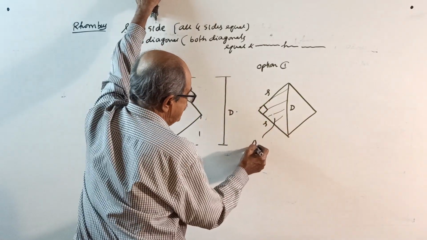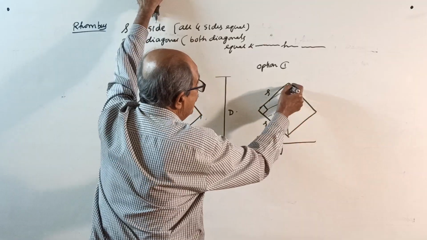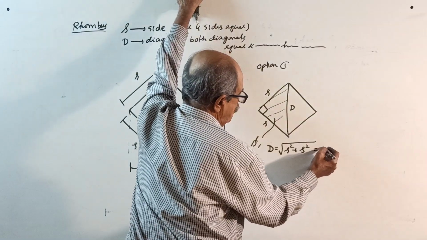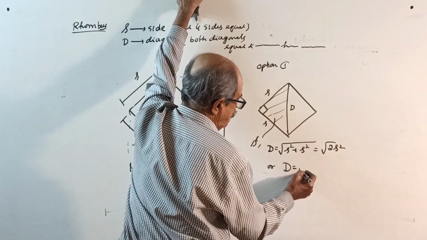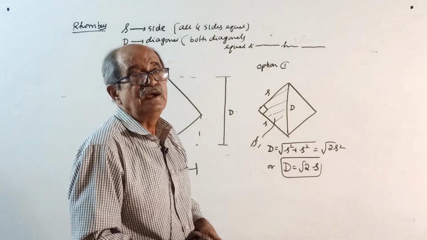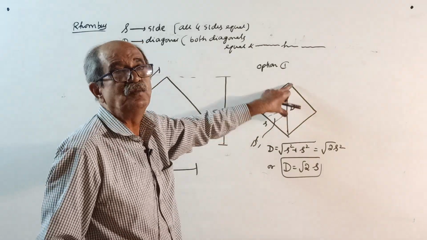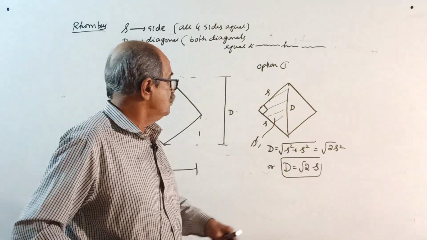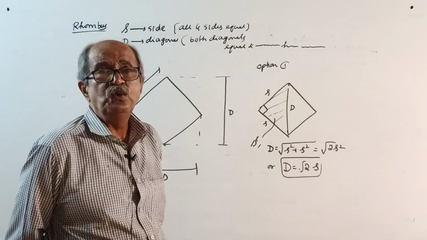Therefore, in this right angle triangle, D equal to square root of S square plus S square, equal to root 2 times S square, or D equal to root 2 times S. So, make a big note. Diagonal is root 2 times S. Surely diagonal is more than side. You should know it. Root 2 is more than 1. So both the diagonals are root 2 times S.